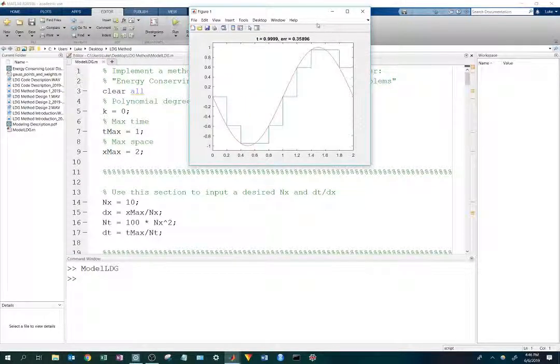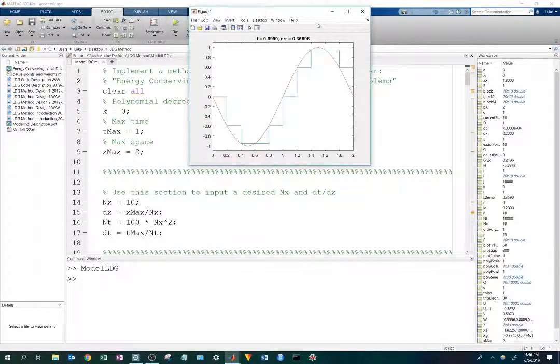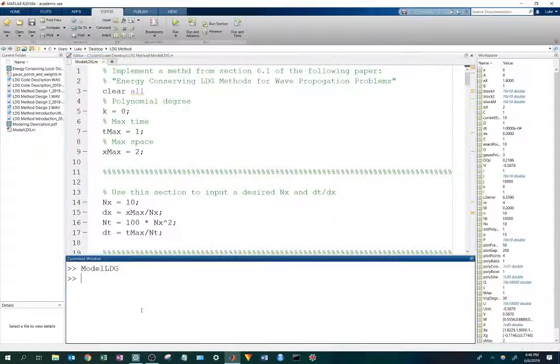And there we go. That's what it looks like. And now we can compute the L2 error for this one. Let me just copy this so that we can use it later. So here 0.35. Okay.